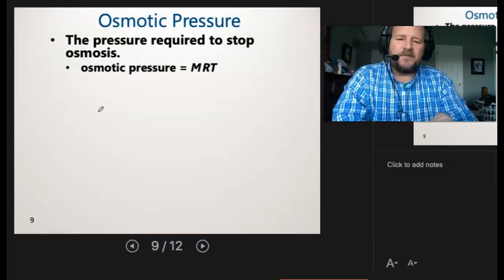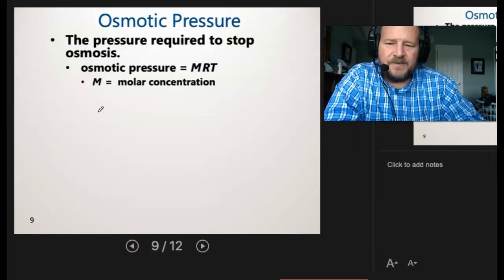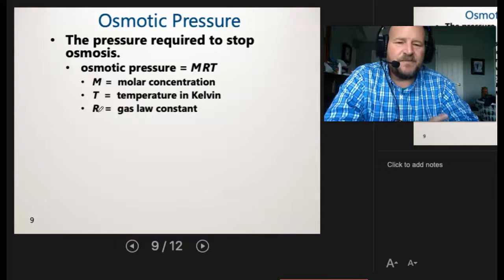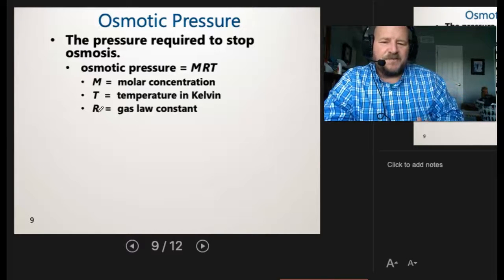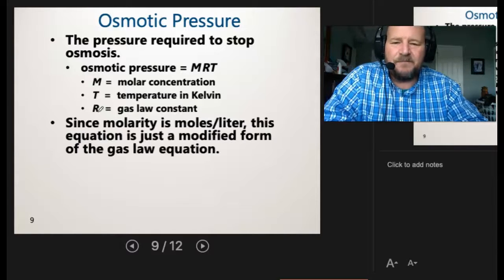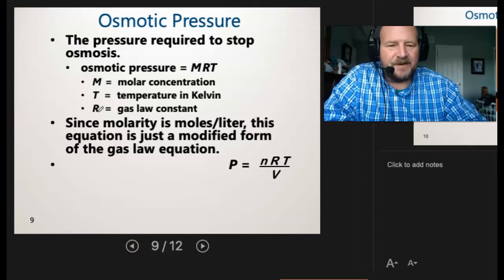Now, osmotic pressure could be equal to the concentration times RT, where M is the molar concentration, T of course would be Kelvin temperature, R is the gas law constant. We saw that before. Makes sense because we know that pressure times volume is equal to nRT, right? That's where that's coming from. We're not going to get too much into this, but that's where we're going to relate this to. So pressure, in this case osmotic pressure, would be equal to nRT divided by V.